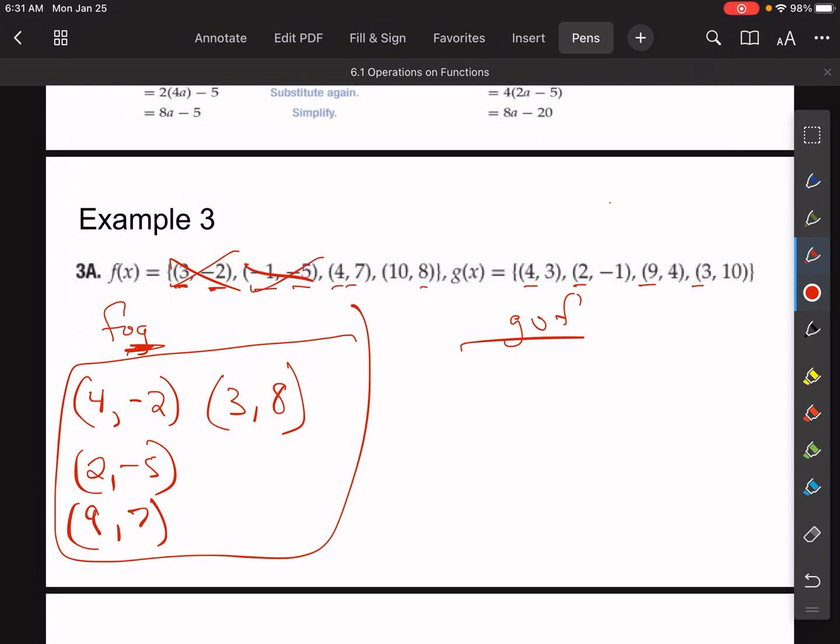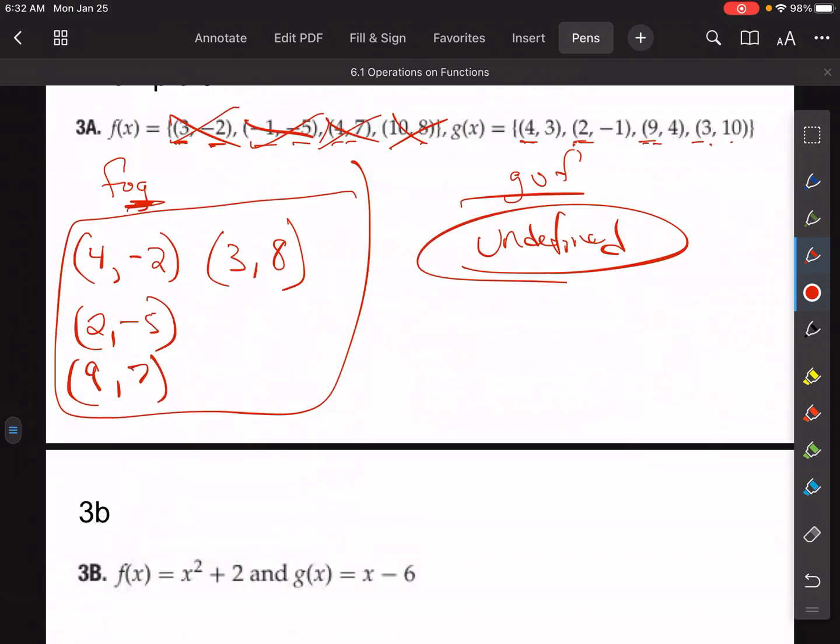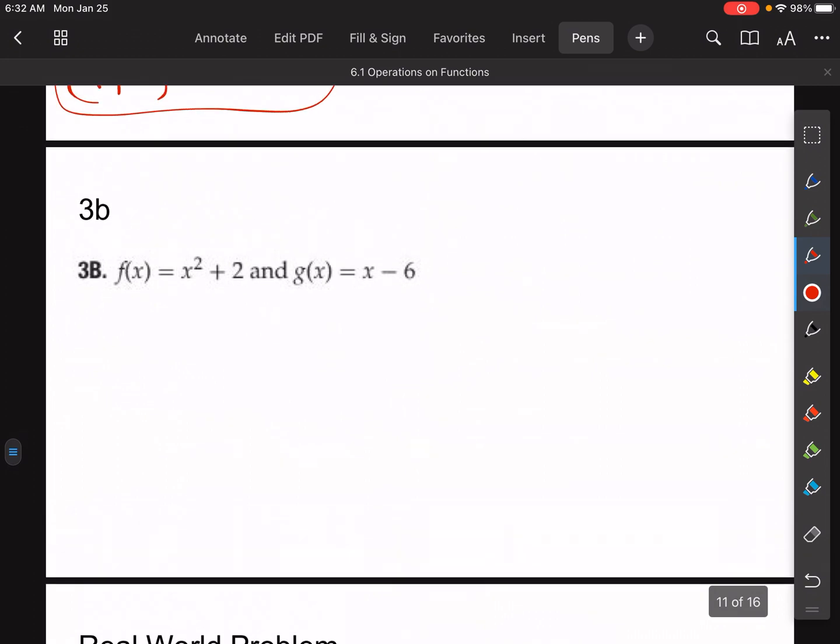Plug a 4 in, I get a 7 out. Are there any 7s here? That's undefined. Plug a 10 in, I get an 8 out. Are there any 8s in the x values? No, there are not. So the g of f function is undefined. Nothing works when I try to plug the f function in for g. There's not a solution that works.